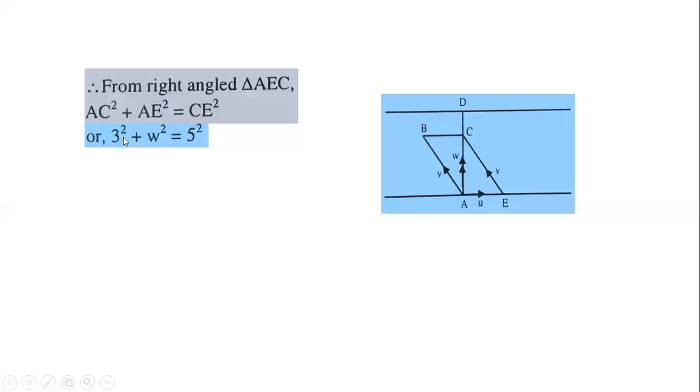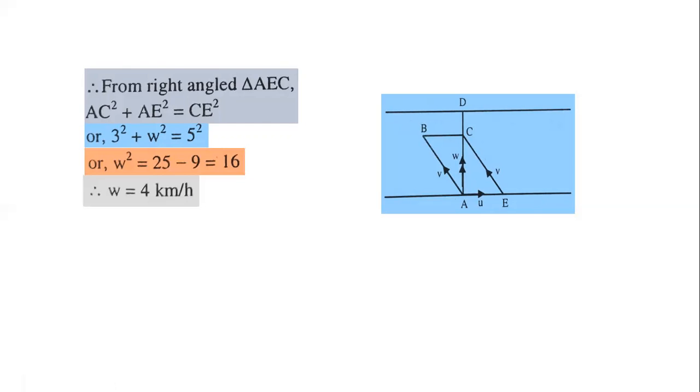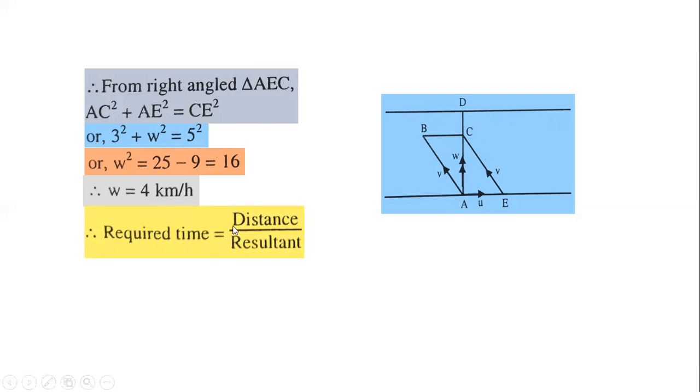Here the value of S is 3, A is W, and C is 5. That means 3 square plus W square equal to 5 square. After calculation, W square equal to 25 minus 9 equal to 16. So W equal to 4 km/h. Required time is distance by resultant, that means 5.5 by 4, that means 1.375 hour.